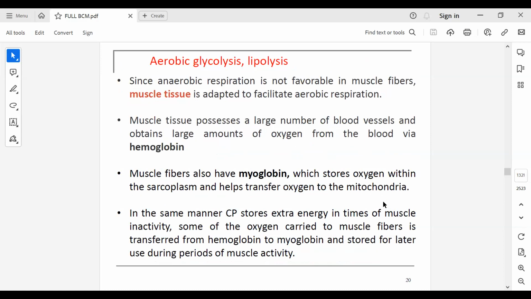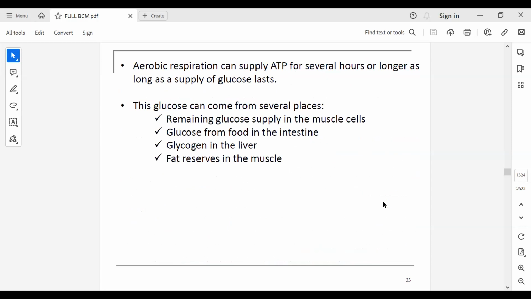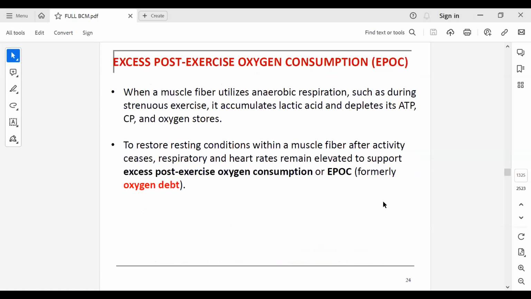Aerobic glycolysis, we've seen, will give us up to 34 ATPs. So let's talk about EPOC. When muscle fibers are doing a lot of exercise, they accumulate lactic acid. We know it depletes our creatine phosphate, depletes our ATP, and also our oxygen stores.